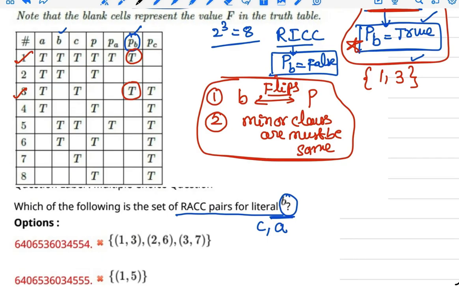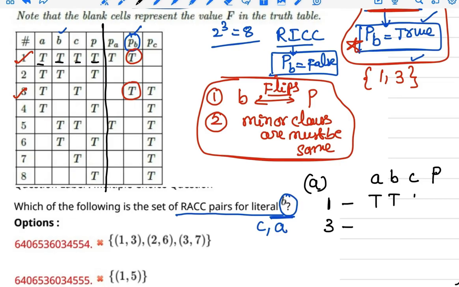So now the first option is 1, and the second is 3. Write A, B, C and predicate B. What is row 1? It is true, true, true, true, all true. Up to this you can write the entire row: true, true, true, true. And for row 3, true, false, true, false. Here what is the important condition? The minor clauses must be the same. What are the minor clauses? They are asking for PB, so B is the major clause. The other two clauses, A and C, are minor clauses.